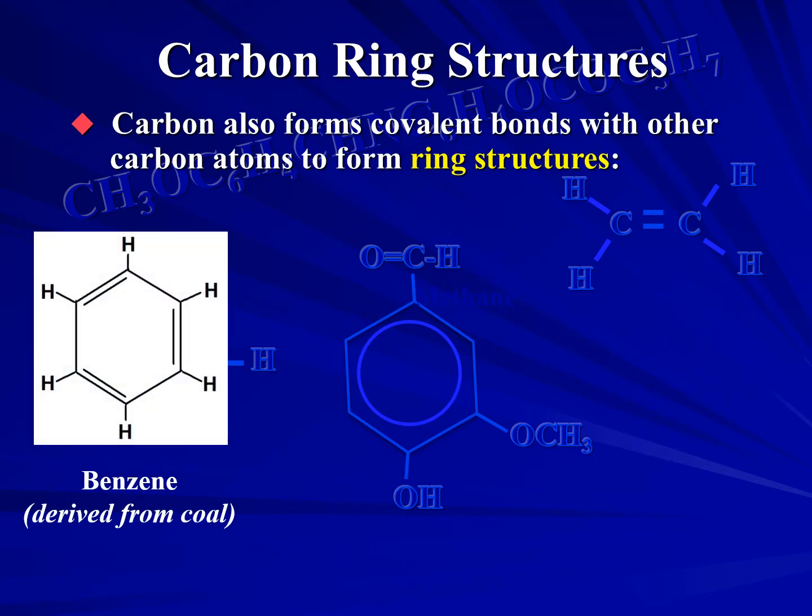Carbon also forms covalent bonds with other carbon atoms to form ring structures. The compound benzene forms a 6-membered ring as shown in the diagram. Benzene is obtained from the tar formed by the controlled burning of coal. Many other natural and synthetic organic compounds contain the benzene ring structure.